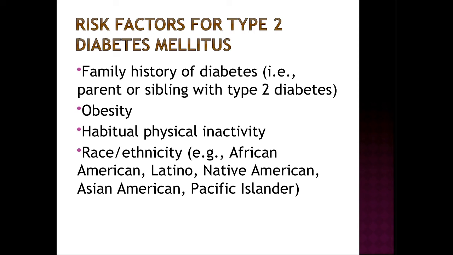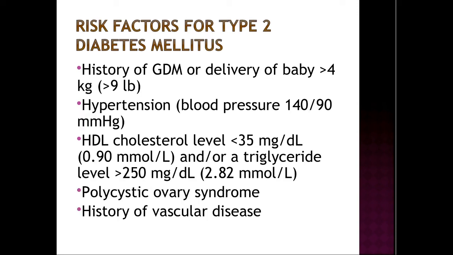So the main risk factors in this pathology we should repeat. First of all, it's family history of diabetes, obesity, low physical activity, race: it's probably African American, Latino, Native American, Asian American, and Pacific Islander. History of gestational diabetes mellitus or delivery of a baby over 4 kilograms in mass. It's also a high risk for the future generation.